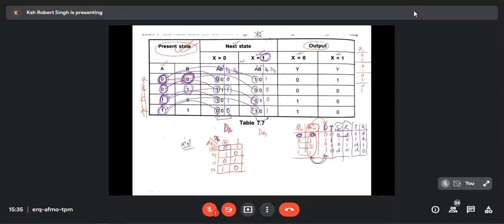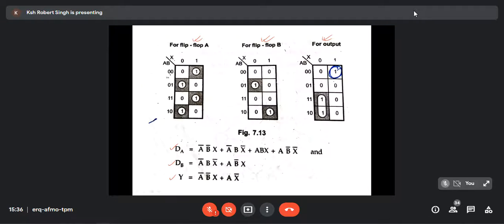How is it possible? 1 is here, 1 is here. How is this possible? It's not possible. For a K-map, here is there, here is there, so it is not possible. So you have to write by yourself what the expression for this is.